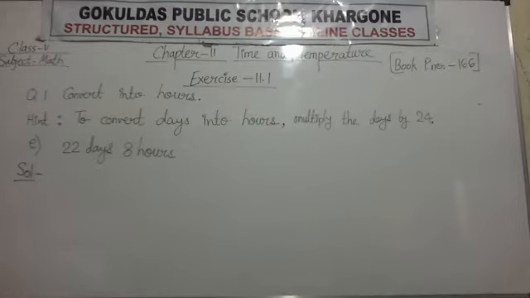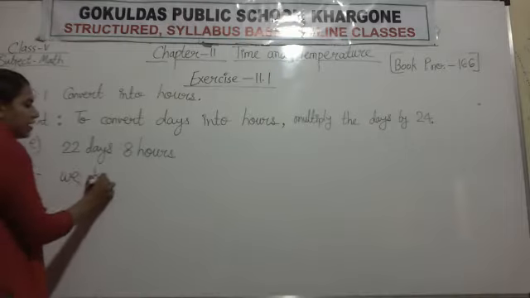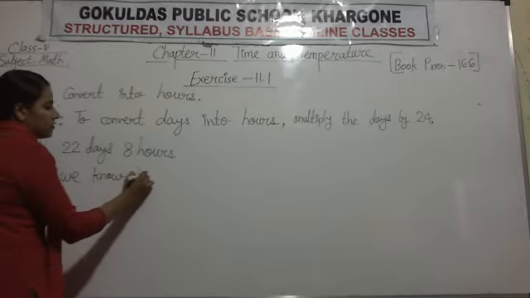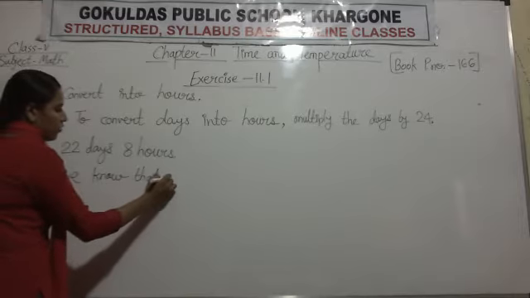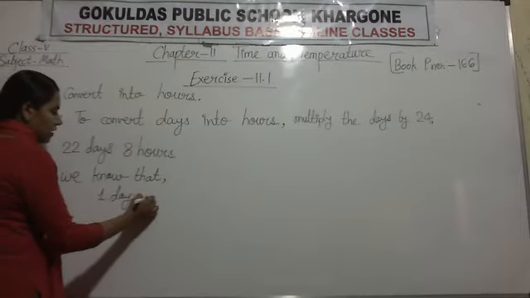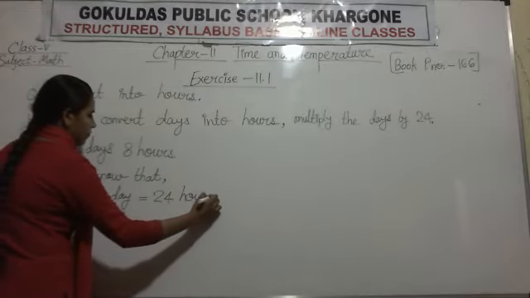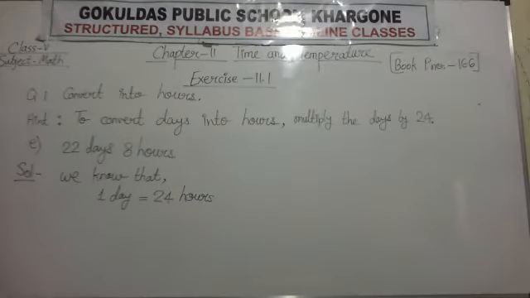Convert 22 days 8 hours into hours. First of all, we will write the same thing. We know that 1 day is equal to 24 hours.